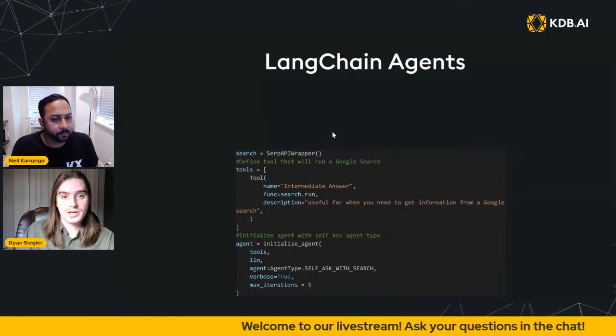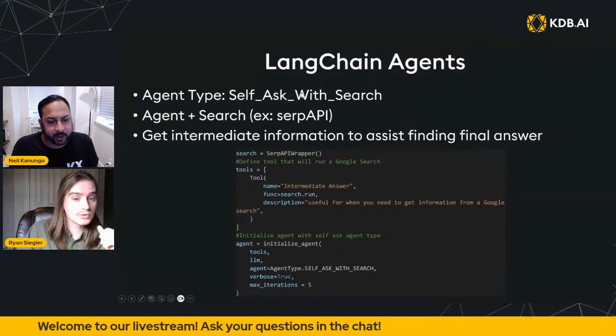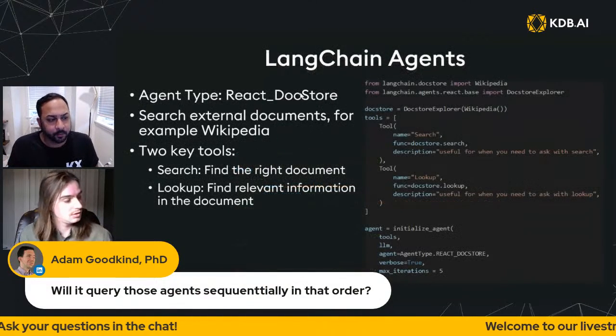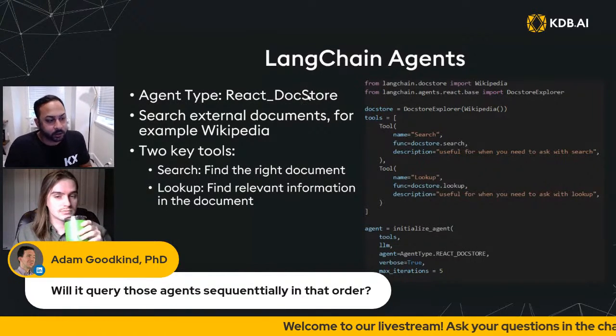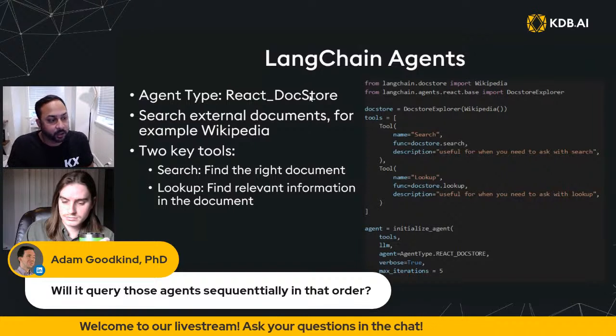Okay, and then the last type of LangChain agent. There was a question by Adam here. This was related to a couple slides ago. Sure. When you're using multiple agents, will it query those agents sequentially in the order that you give it?